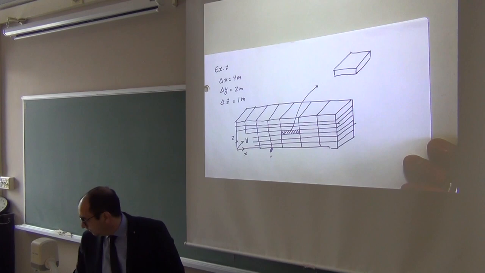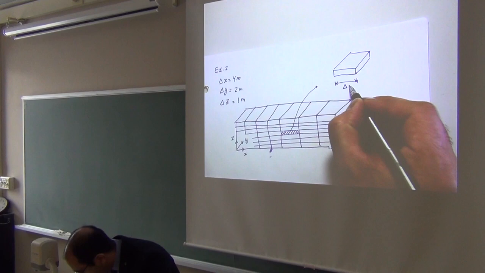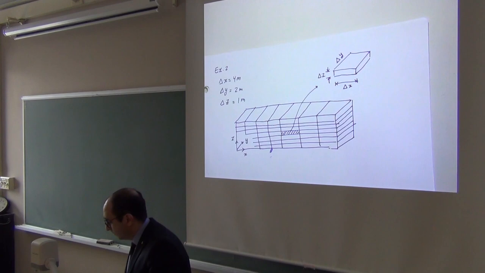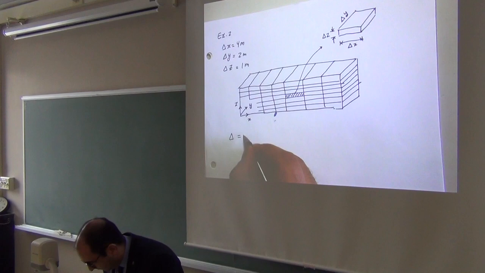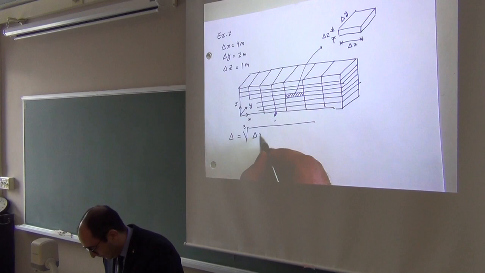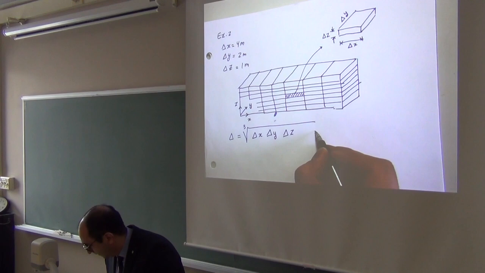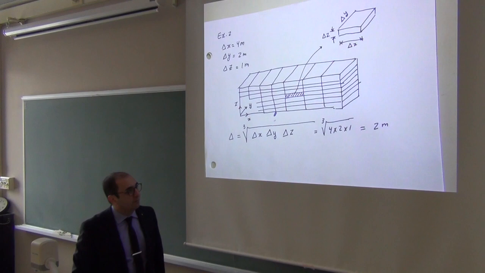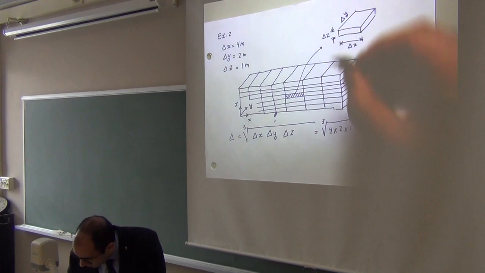With delta x, delta z, and delta y. We just plug this into the formula for the geometric average. The filter length is the cubic root of delta x, delta y, delta z, which is cubic root of 4 times 2 times 1, which is 2 meters. So this is a length scale that represents the cell. If you want, by and large, the size of this cell is delta equal to 2 meters.